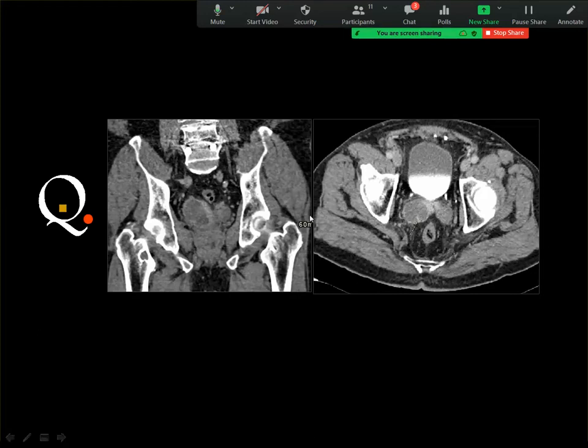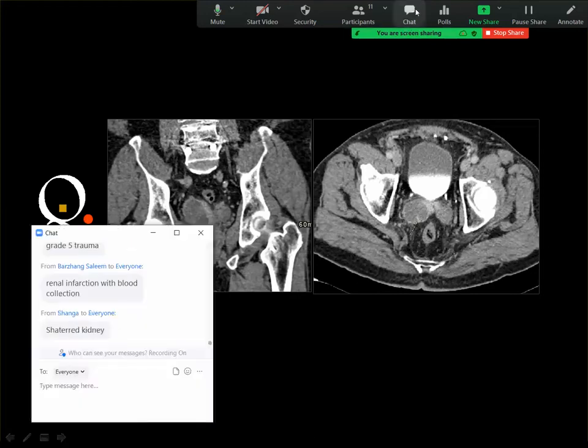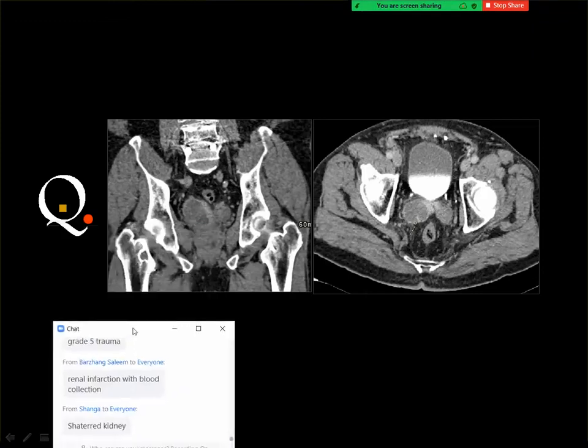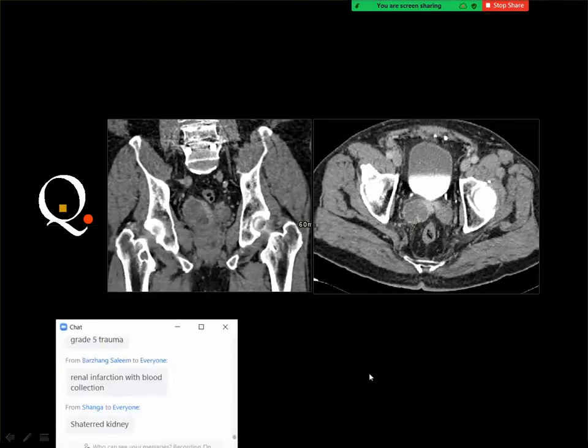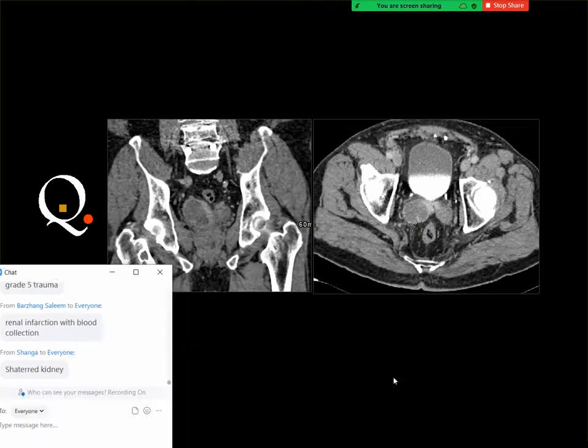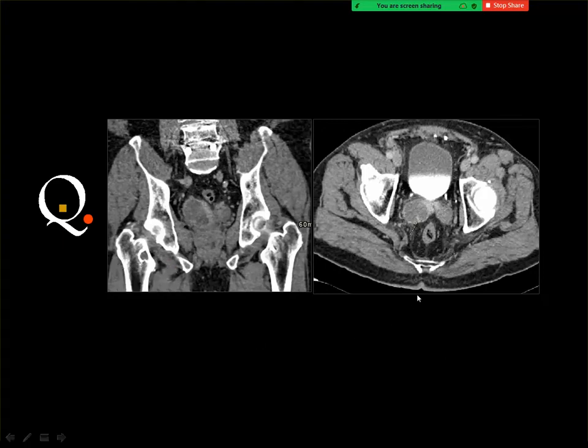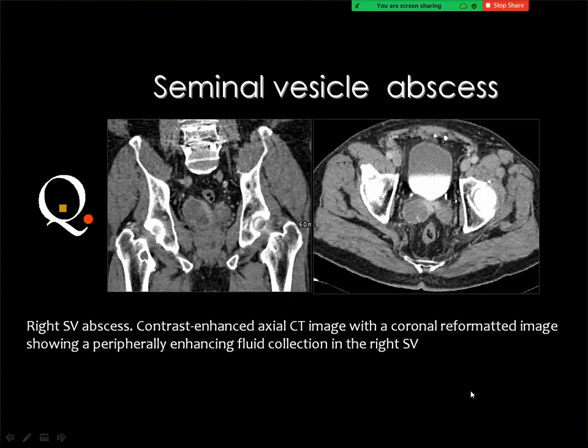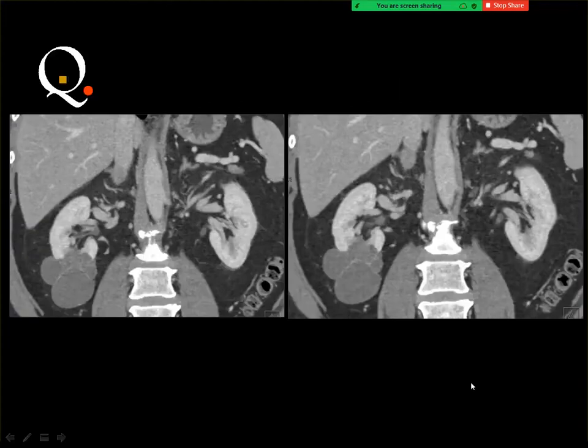These two images from CT scan of the pelvis after injection of contrast material, and the problem is in the seminal vesicle, and in such a condition you can see that this is an inflammatory lesion. Number one, because of the marginal enhancement. Number two, because of the stranding of the surrounding fat, and this is a seminal vesicle abscess.